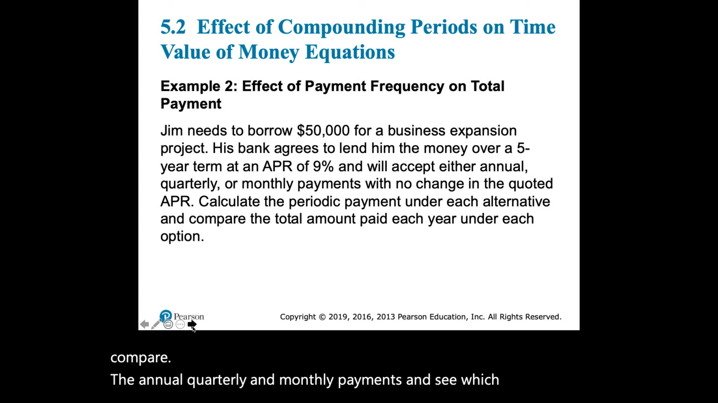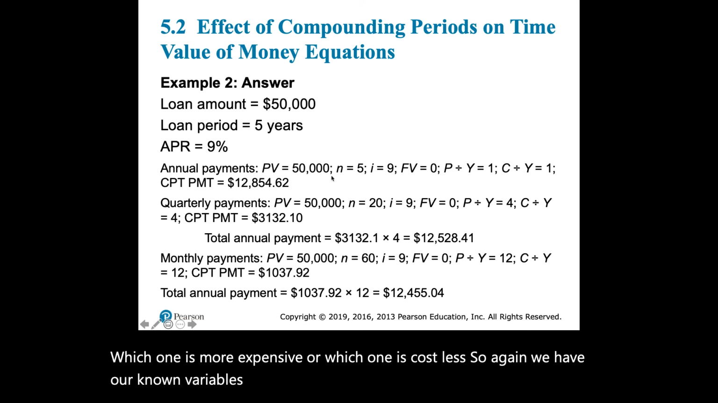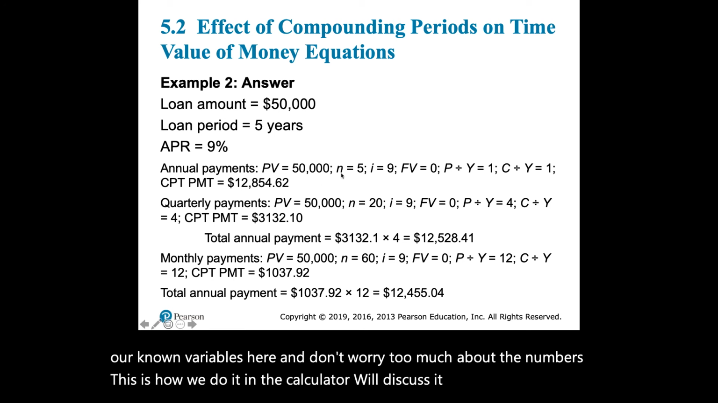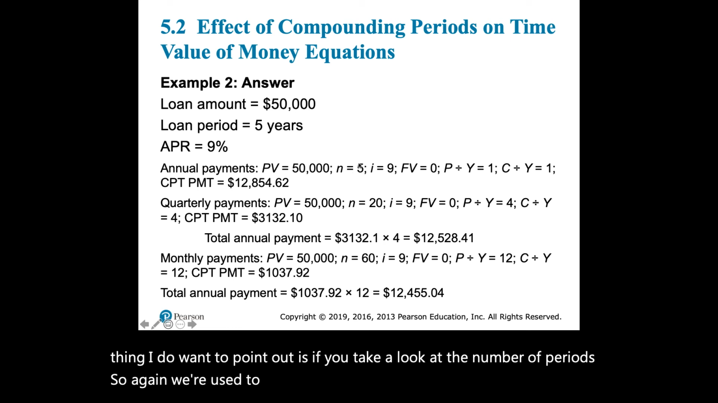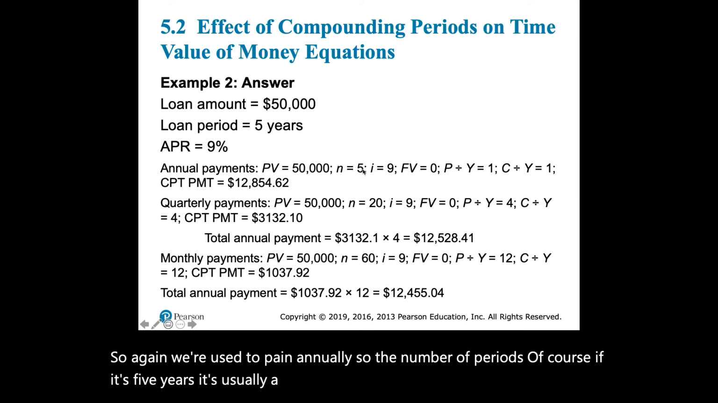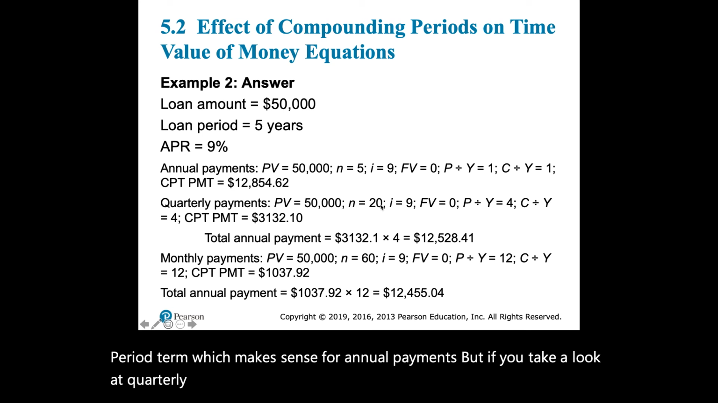Again, we have our known variables here, and don't worry too much about the numbers. This is how we do it in the calculator, and we'll discuss it more in Excel. But one thing I do want to point out is the number of periods. We're used to paying annually, so if it's 5 years, it's usually a 5-period term, which makes sense for annual payments. But if you take a look at quarterly payments, you'll notice the number has changed, because it's no longer the number of years. It's the number of periods or payments.